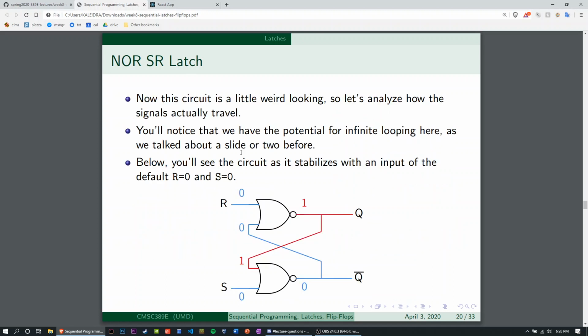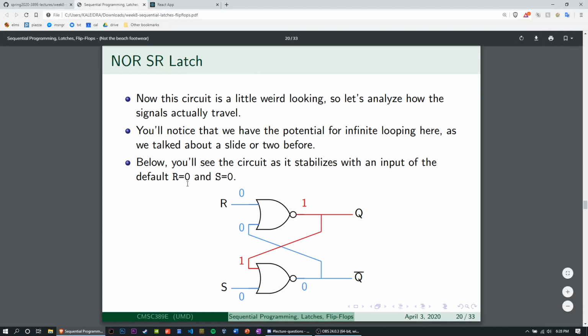Okay, so let's start off with a diagram of how the circuit looks by default. We'll notice that the circuit's a little weird looking. So let's analyze how the signals actually travel through the whole thing. And again, just like we talked about, we have the potential for infinite looping here. So you want to take care not to give it 1 and 1 at the same time because that would end in disaster. Below, you'll see the circuit as it stabilizes with the default input, R equals 0 and S equals 0.